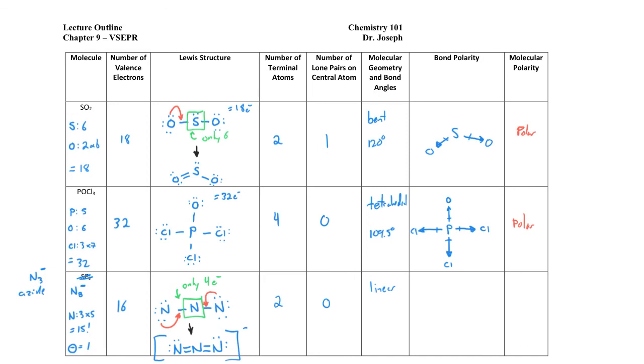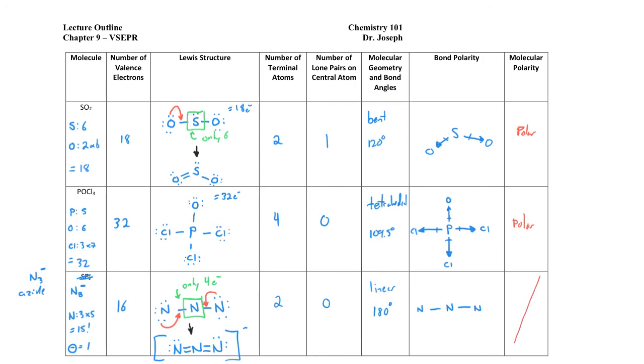Now, because we have 2 terminal atoms and no lone pairs on the central atom, that gives us a linear geometry with bond angles that are predicted to be 180 degrees. Now, all of the nitrogen atoms are identical as far as their electronegativities are concerned. So when we're drawing the bond polarity diagram, we just draw all of the nitrogen atoms connected, but we don't have any arrows pointing towards one or the other because they're identical in terms of their electronegativities. Now, what about the molecular polarity? Well, for that, remember, we leave it blank for ions.